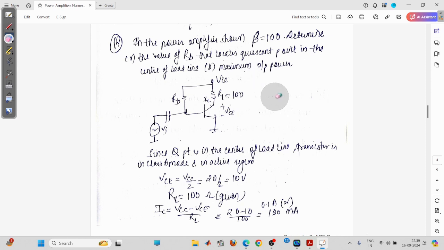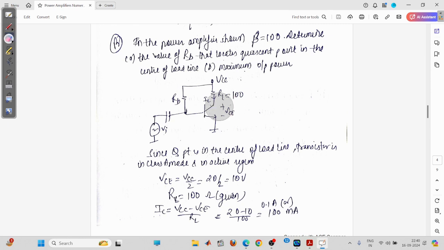Yeah, it is given in the problem itself. I think it is not mentioned. Please mention it. If it is not, this is 20 volt. So this is 20 by 2, that is a 10 ohm. Fine. So now you will have to calculate the value of RB.